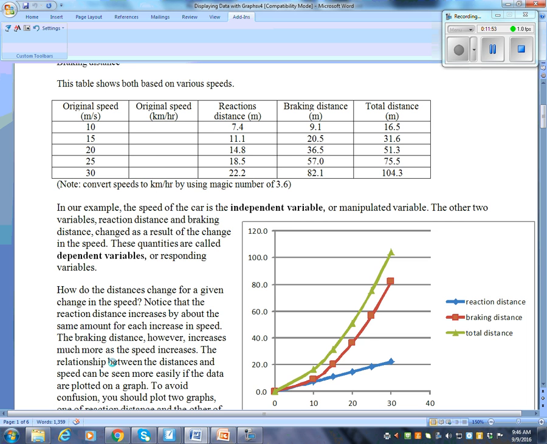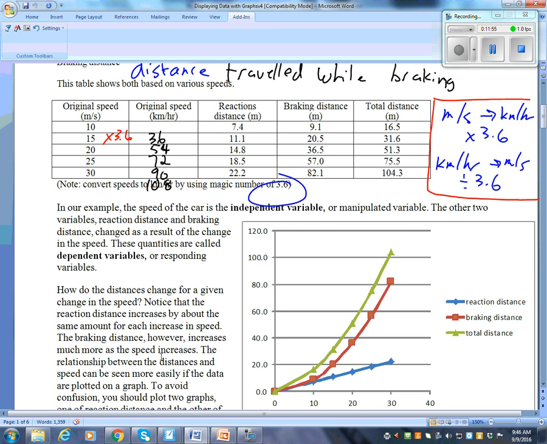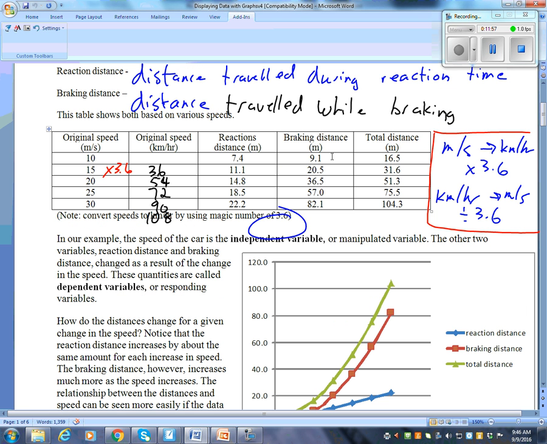The braking distance, however, increases much more as the speed increases. So this here is 9.1, then it goes to 20. That's a difference of like 11. 20 to 36 is 16. 36 to 57 is 21. It's going up more and more and more. It's changing differently. It's a different relationship.